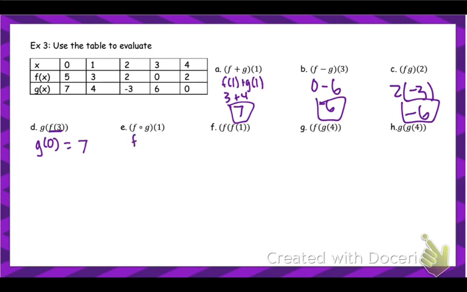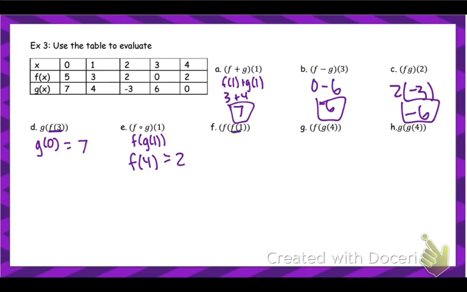So this means f of g of 1. So g of 1 is 4. So now I'm evaluating f of 4, and f of 4 is 2. All right, again, if you feel comfortable, pause the video. You can try these next couple on your own.